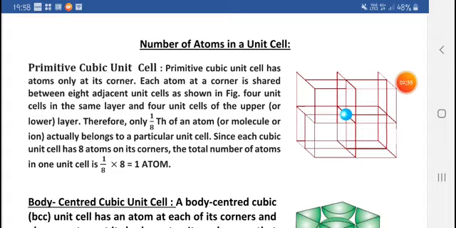The number of corners in a cube, if you consider any room, we can easily see is 8, so it should be multiplied by 8. So we get 1 by 8 times 8 is equal to 1 atom. So the number of atoms present in the unit cell is 1.